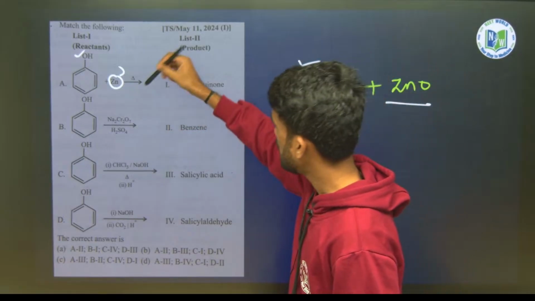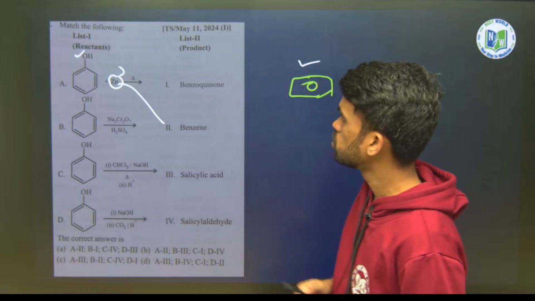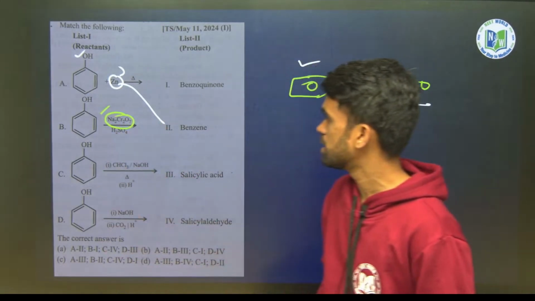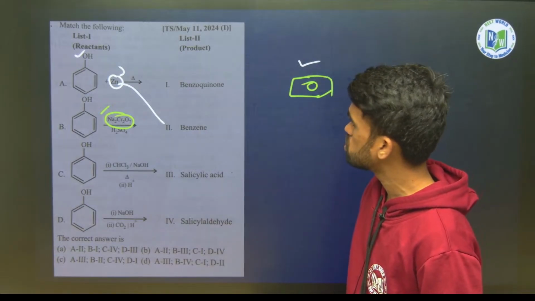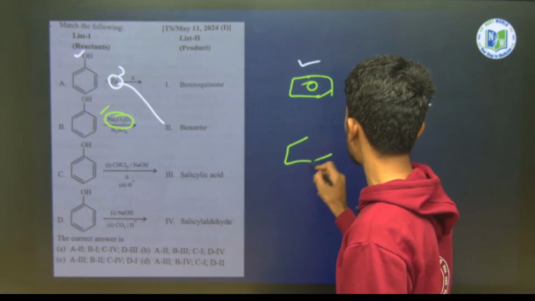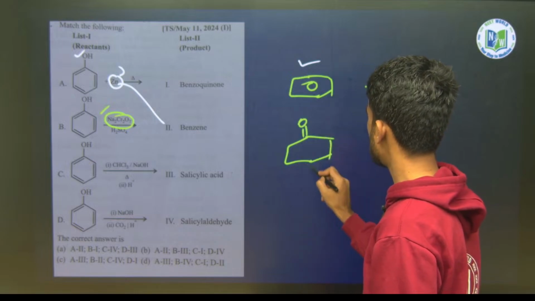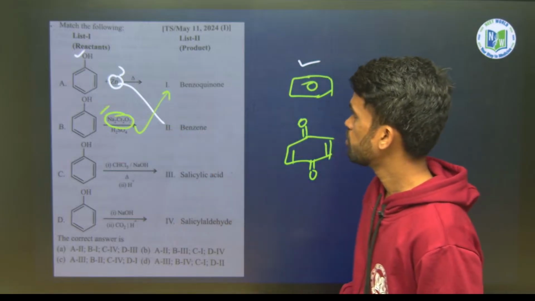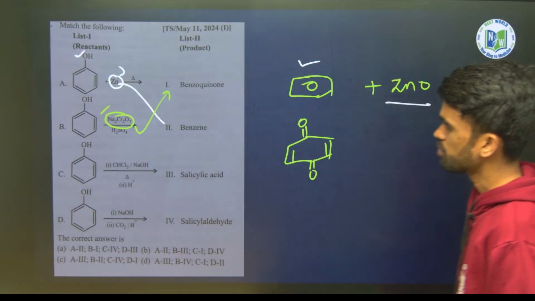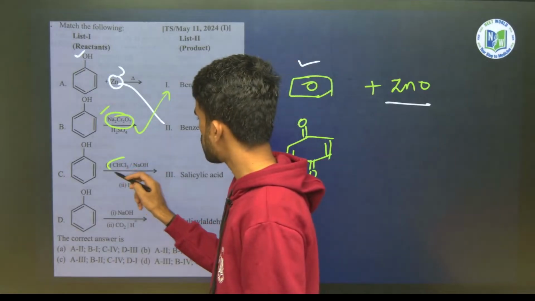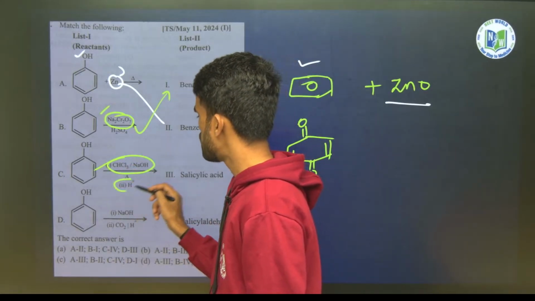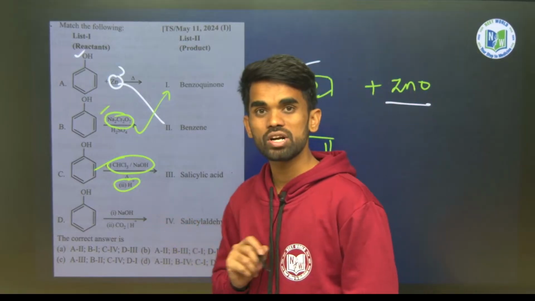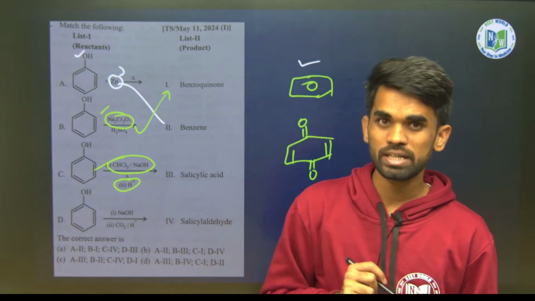So A is your 2. Whenever you treat phenol with sodium dichromate, this forms benzoquinone, which will be the product in the case of 2. So in B it will be benzoquinone, B is 1. Next, phenol upon treating with chloroform in basic medium, followed by adding H plus ion, this is the Reimer-Tiemann reaction.